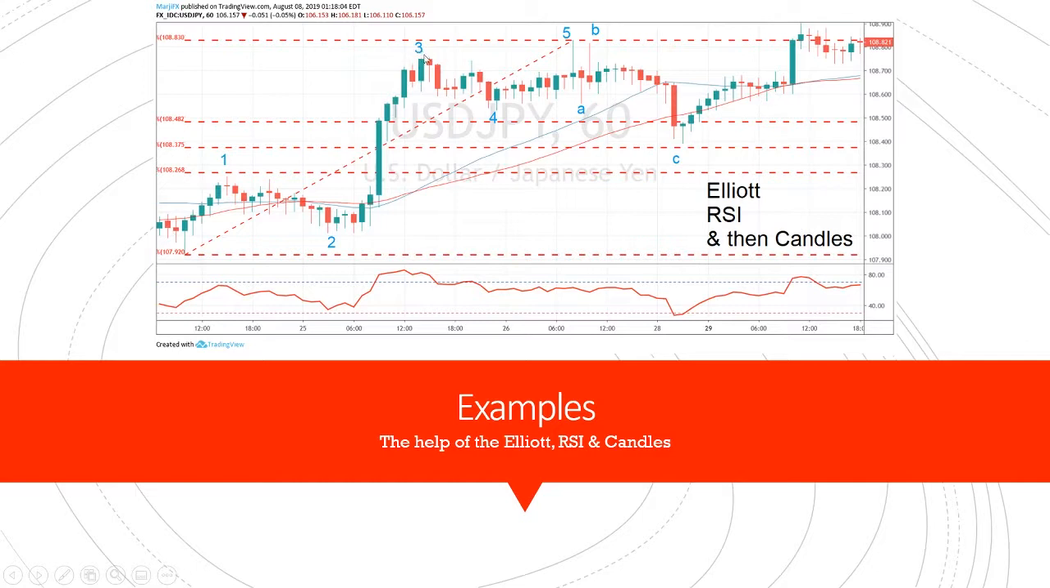Wave 4 correction. The difference between wave 2 and wave 4 is that wave 2 usually retraces a large amount of wave 1, but wave 4 usually retraces a smaller amount of wave 3. Look at this, wave 1 and wave 2. Wave 2 can obviously be related in size to wave 1, but what kind of comparison can we make between wave 4 and wave 3? I think wave 3 is obviously much, much larger than wave 4.